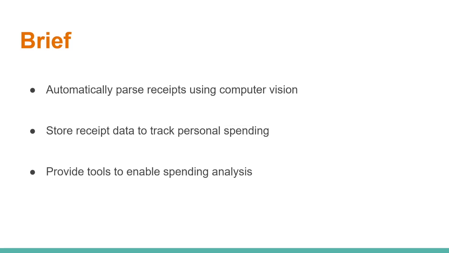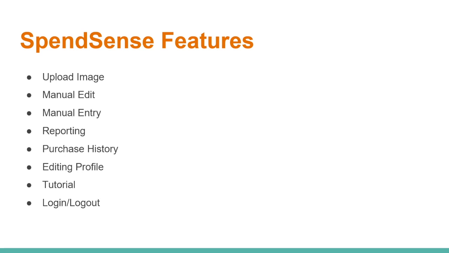So our idea is that we have an application that automatically parses receipts using computer vision. It'll store the receipt data to track their spending based on categories, and there are also tools to enable spending analysis via graphs and reports. Our features, in order of how large they are: we have upload an image, where you upload an image of your receipt, then the receipt gets scanned.